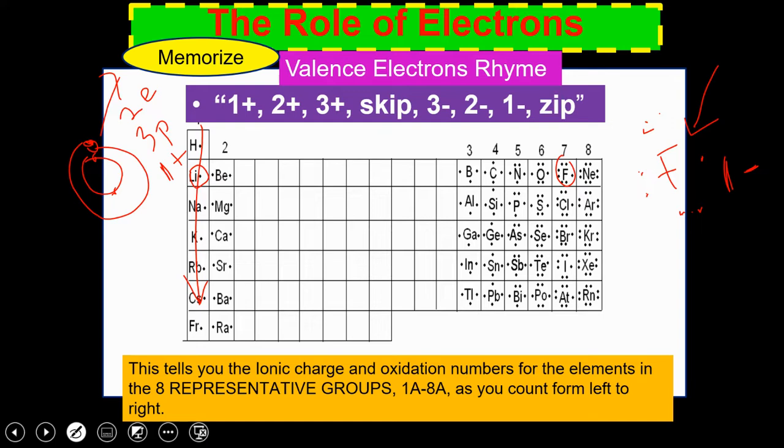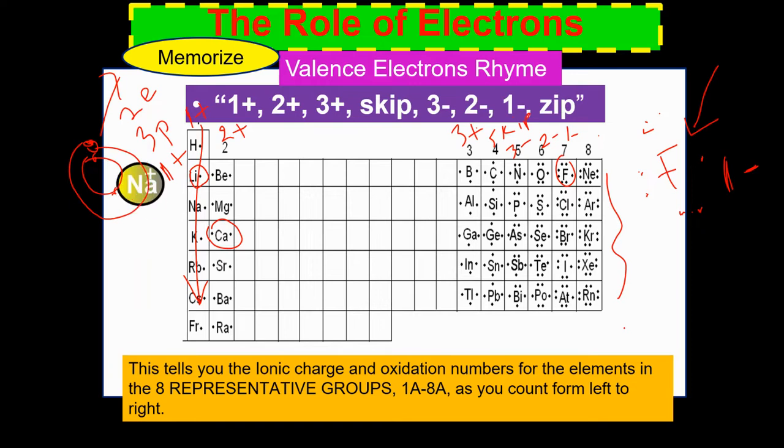So your ions should look like this. 1 plus, 2 plus, all of these. Remember calcium, we talked about that, has a 2 plus ion. And then I have 3 plus. I'm skipping this one. I skipped this one because 4 could go either way. It could be plus 4 or minus 4, so we kind of just say skip. And then I go 3 minus, 2 minus, 1 minus, zip. Zip is 0. And it's zip because if you notice, all of these already have 8, so they are considered full. Memorize that, it'll help you.